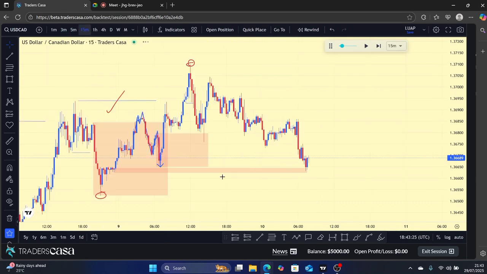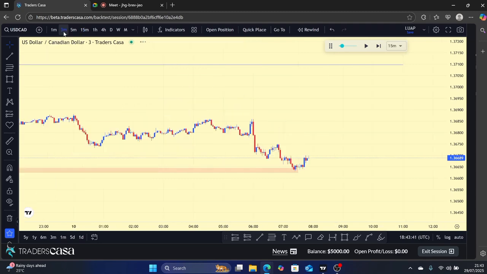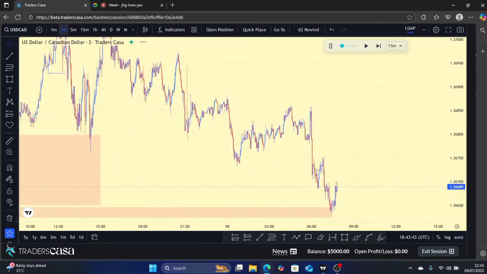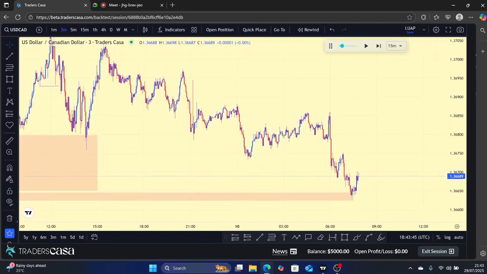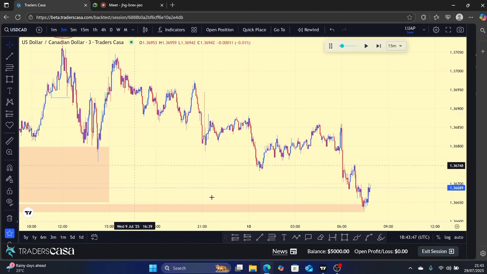All right, let me draw this line real quick, because I will be using this as the final TP. So now I can shift to the 3 minutes. You can see I was using the 15 minutes, so I'll be shifting to the 3 minutes. And clearly here you can see that this is what I was talking about. The sellers were in control.